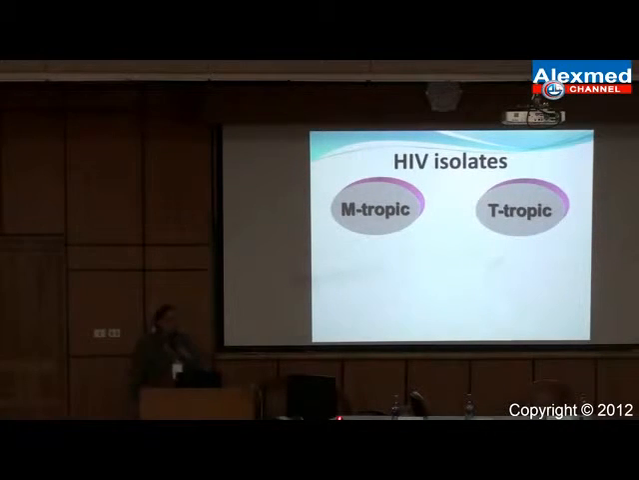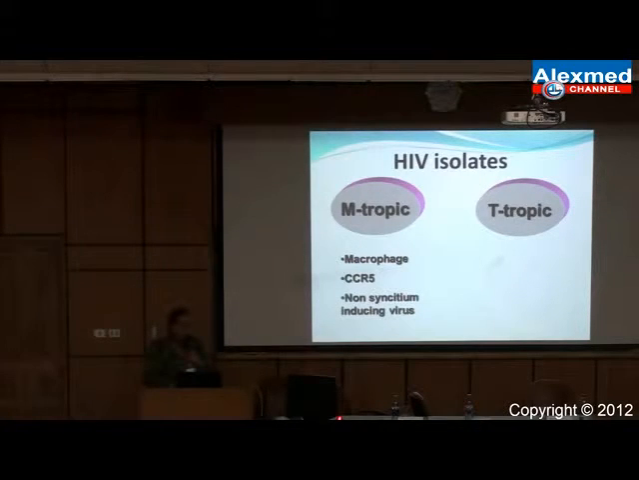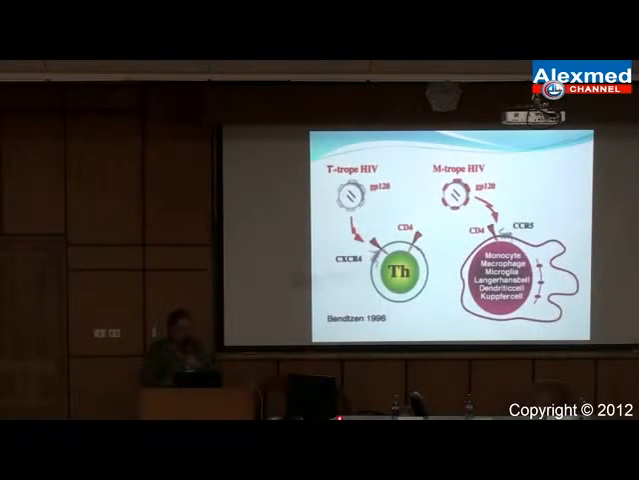Among the HIV isolates in the infected patient, we have M-tropic and T-tropic isolates. M-tropic isolates attack mainly the macrophages, with the co-receptor CCR5. The T-tropic isolates attack lymphocytes, with the co-receptor CXCR4, and they are more pathogenic than the other one.